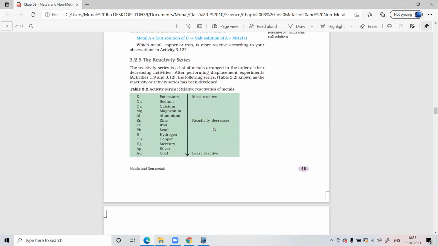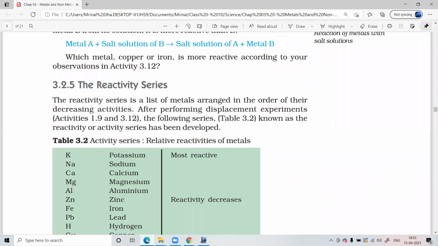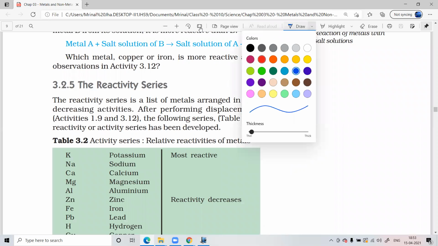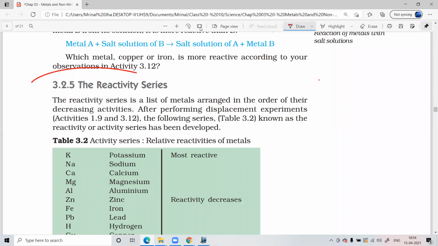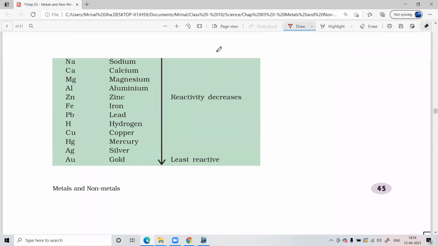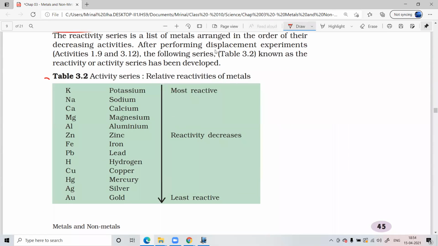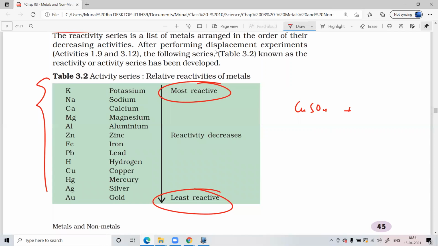Okay, since you asked me, let me show you. The reactivity series. This is your topic from the third chapter. It tells which metal is more reactive compared to the other. The most reactive will be at the top, the least reactive at the bottom. So tell me, your question was copper sulfate reacting with sodium. Do you think sodium is more reactive than copper? Look at this and tell me.